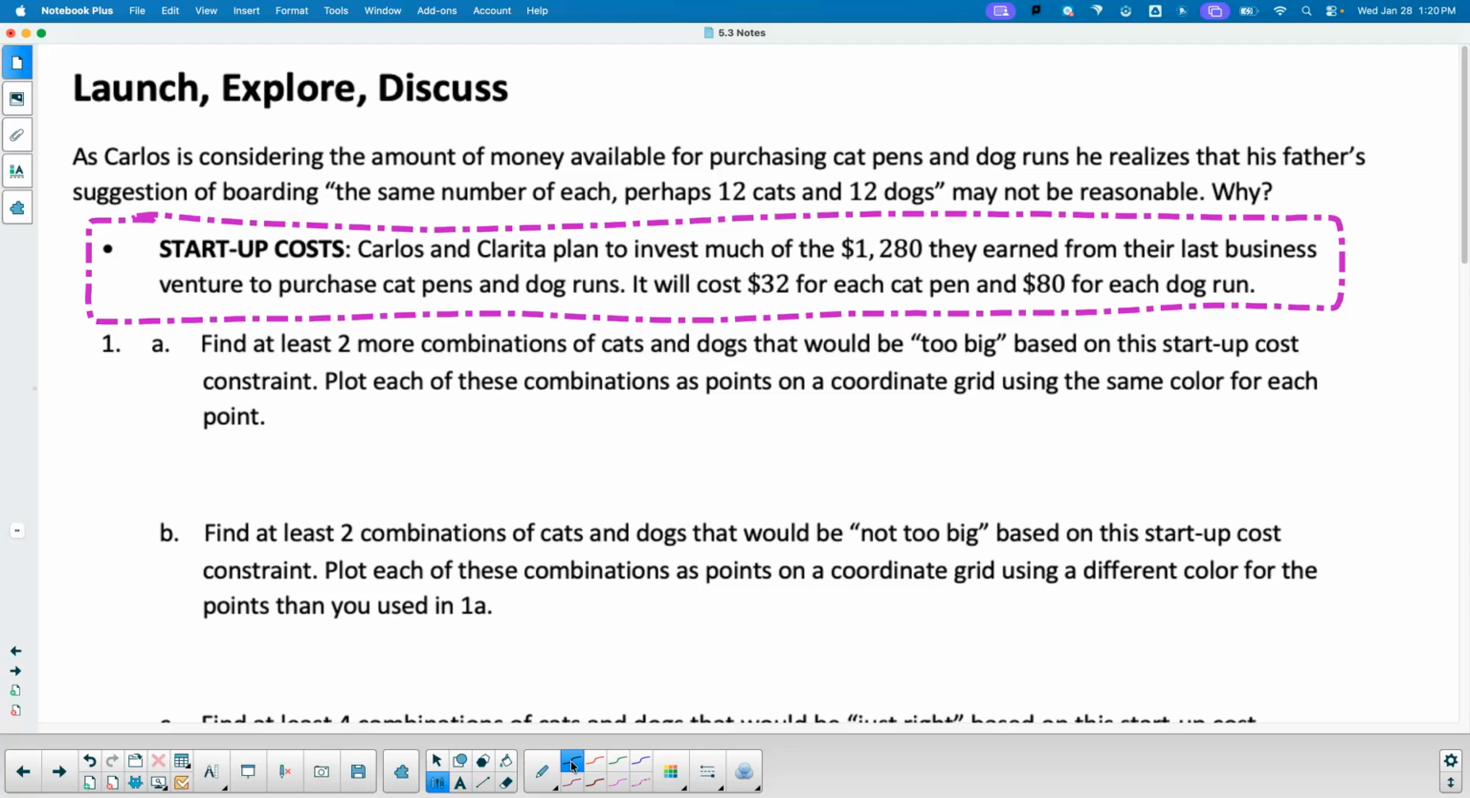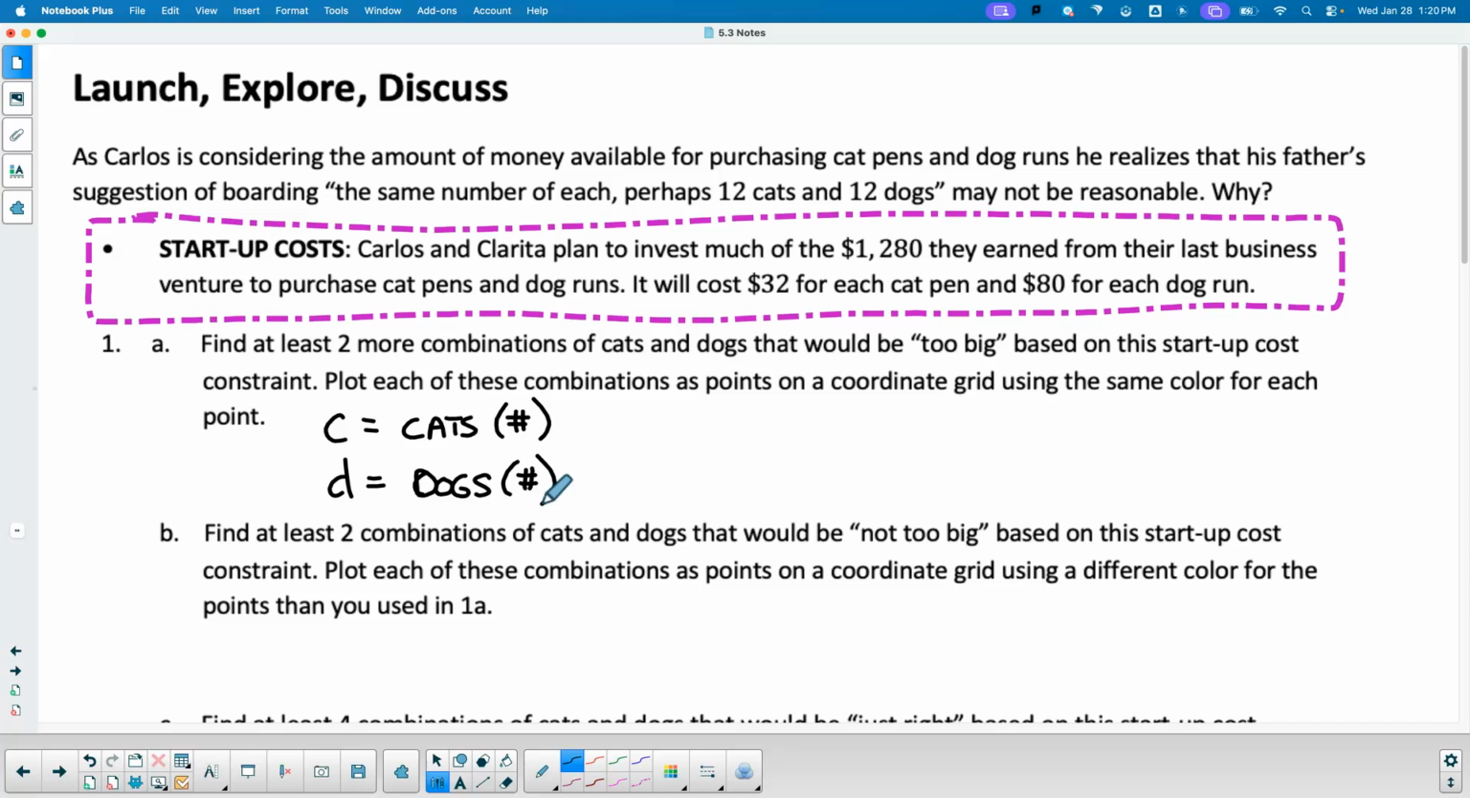What variables should we use? C for cats. D for dogs. Love it. Keep it easy. So C is the number of cats, D is the number of dogs. Okay? Let's go back and make an inequality now.